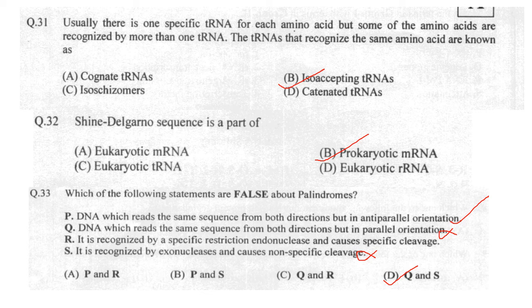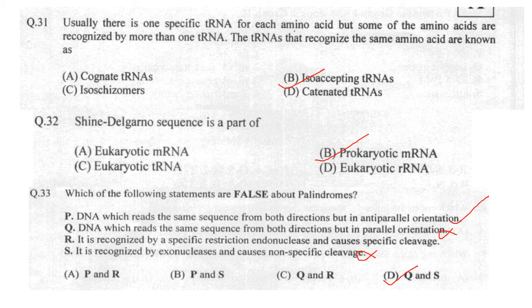Next one. Usually there is one specific tRNA for each amino acid. Yes, that is true when we learn protein translation. But some of the amino acids are recognized by more than one tRNA. The tRNAs that recognize the same amino acid are known as cognate tRNAs, iso-accepting tRNAs, isoschisomers, and the catenated tRNAs. It is not A or D, but isoschisomers and iso-accepting tRNAs. The answer is option B, iso-accepting tRNAs.